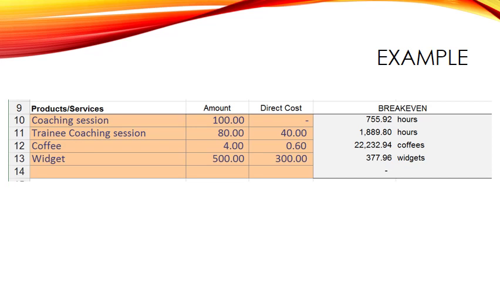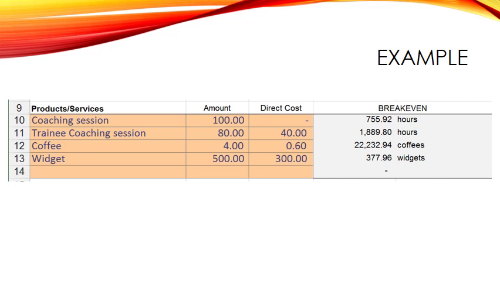So that's what the break-even column there is for. So you can see coaching session there. If that was my only service that I was offering, I'd need to offer 755 hours in a 12-month period, if that was just me doing the coaching sessions with no other direct cost involved. And the same with coffees. You can see there that we'd actually need to make just over 22,000 coffees in 12 months to generate enough income to cover that nearly $76,000 of fixed expenses as well.